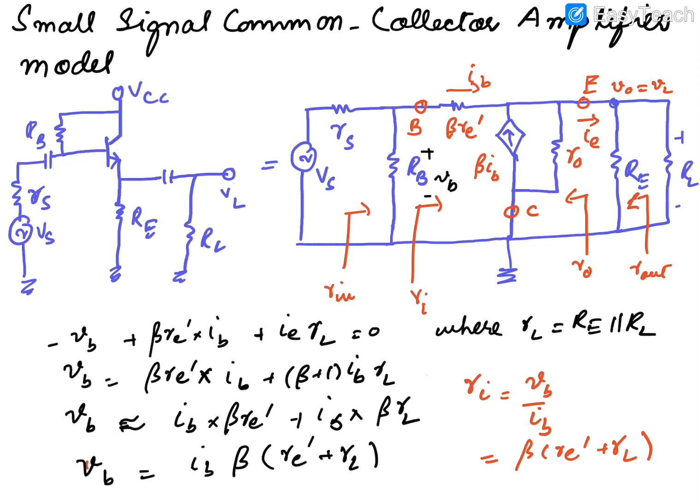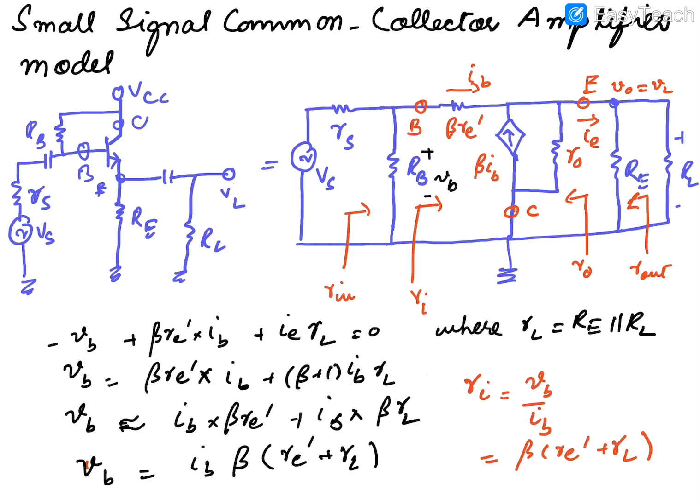Between base and ground, for AC VCC will be short to ground. From base, this is base terminal, from base to ground is connected RB. I will show the terminals also here. This is base, emitter, and this is collector. So you can see that from base to ground is connected RB, and from base to VS is connected RS. Also from emitter to ground is connected RE, and this capacitor will be short circuited. From emitter to ground will be connected RL.